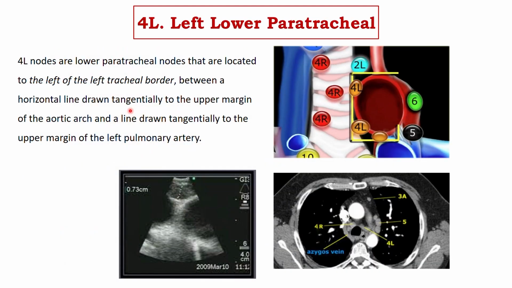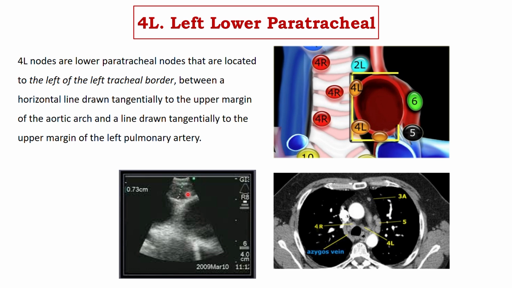The second important node after the 4R node is the 4 left paratracheal node, where you can see a very clearly made out Mickey Mouse sign. Can you appreciate these? These two ears are the ears for the Mickey Mouse, and this is your lymph node. This is one picture that you need to keep in mind whenever you are approaching the 4L node.